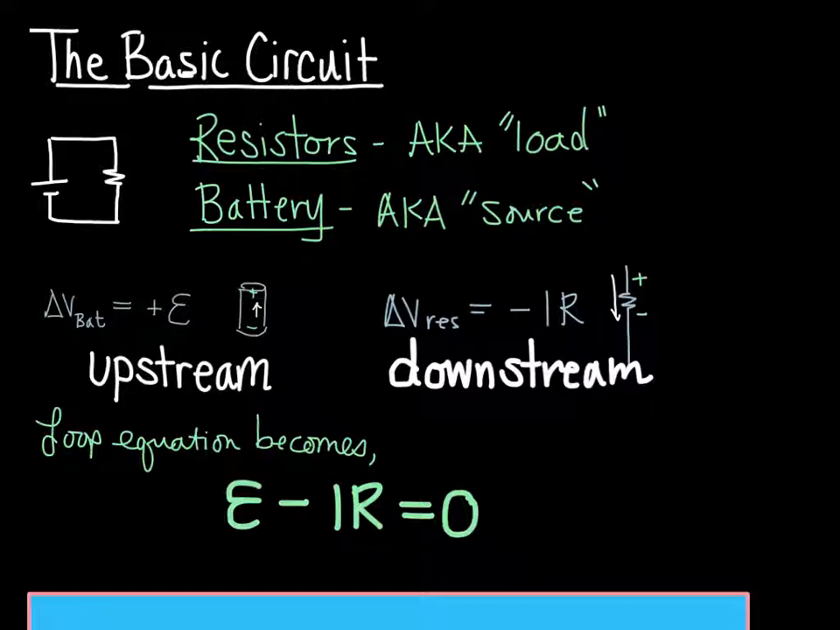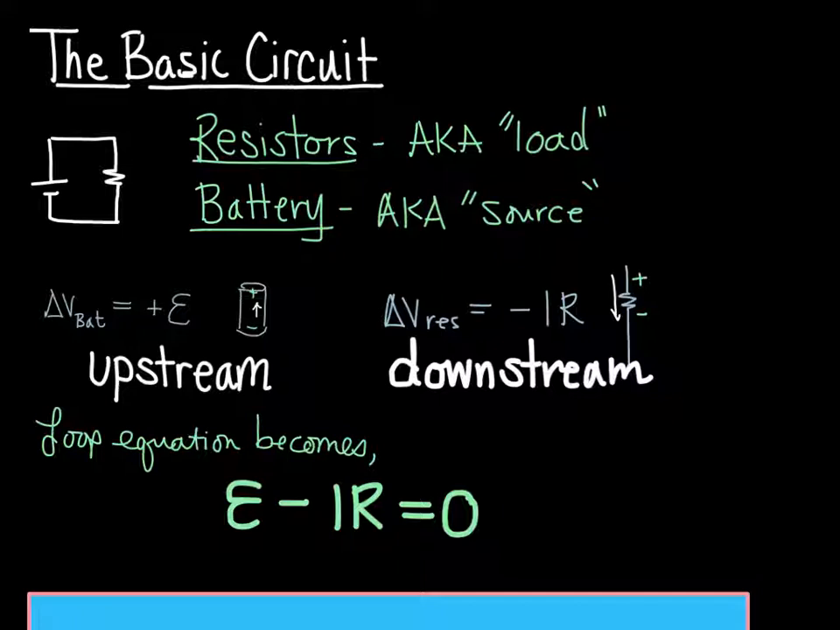For resistors, though, the current is going from a higher potential to a lower potential. So as the current runs through the resistor, it's going from higher to lower, so therefore it's referred to as going downstream. Since the potential difference is decreasing, you see the negative sign attached to the IR for current and resistance.